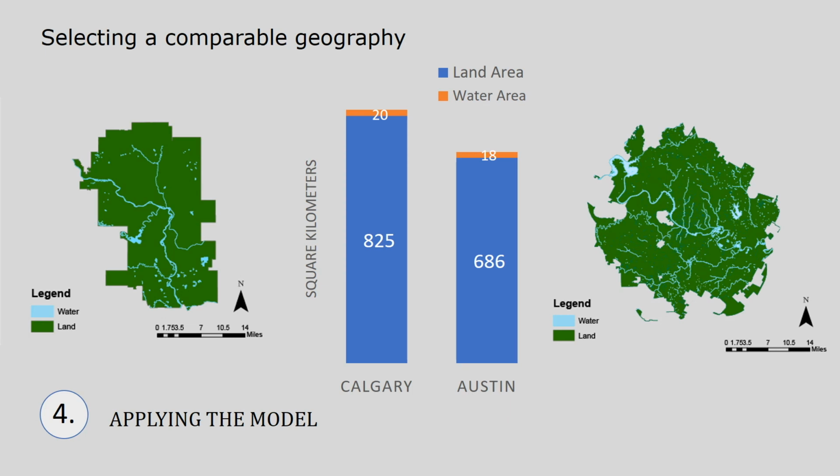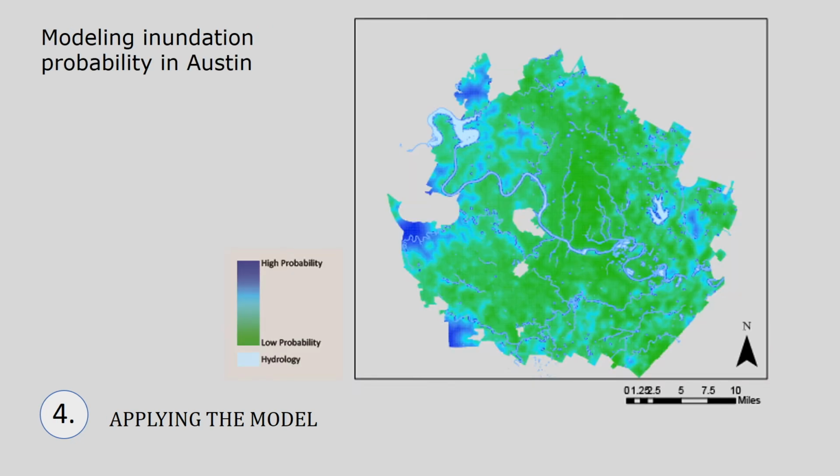The value of a model is in its ability to be applied to other similar geographies to predict future flooding. We applied our model to Austin, a city similar in land and water area, to see where it predicted flooding based on the same spatial variables considered in Calgary. Our model predicted the probability of inundation across Austin as seen here, from low probability, shown in green, to high probability, shown in blue.